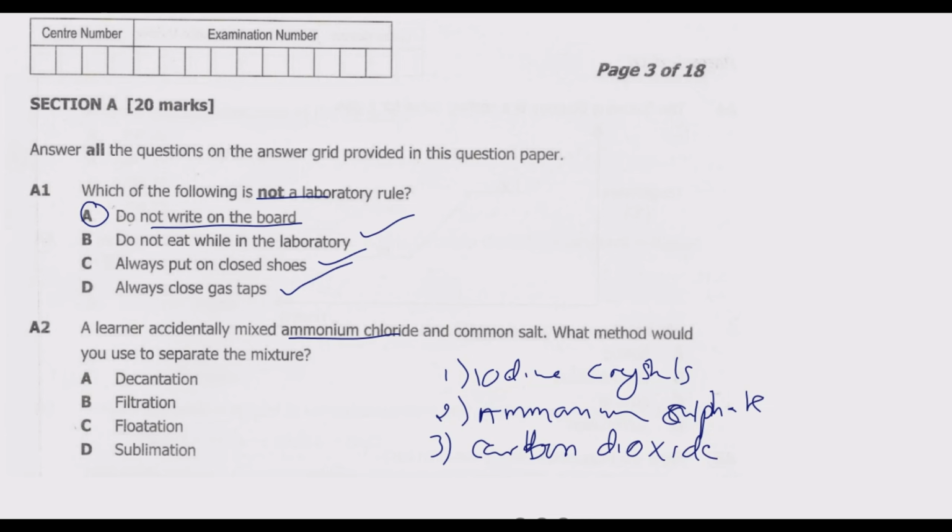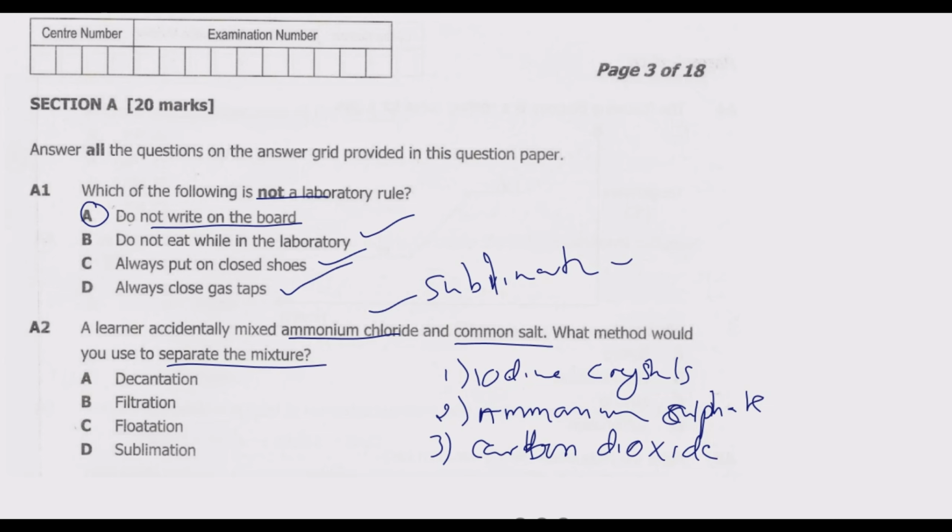So in addition to the ammonium chloride, all these sublime. So because ammonium chloride sublimes, and then we have a common salt, how can we separate the mixture? We can do sublimation. Sublimation would be the best method to separate ammonium chloride from common salt.